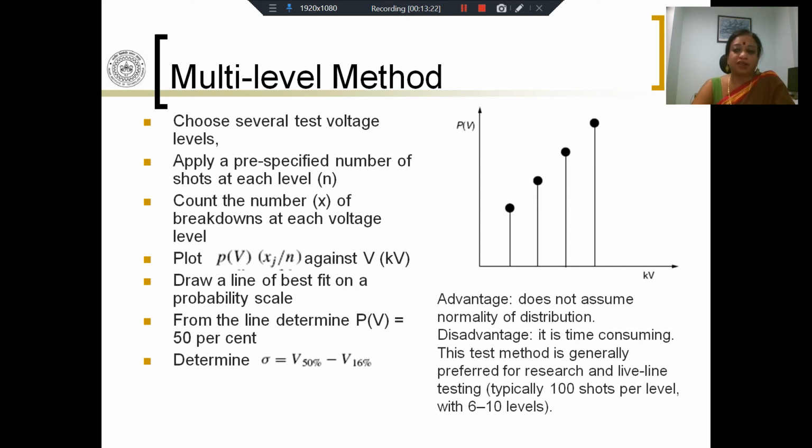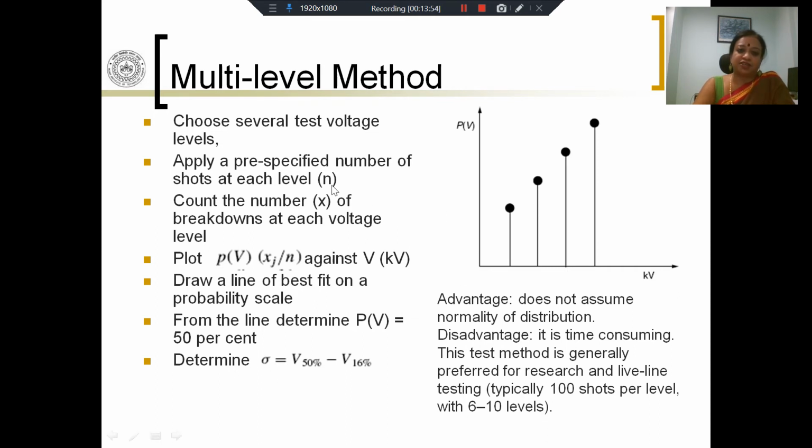If you're working with air, we don't expect it to be able to withstand voltages like 100 kV per centimeter or so on. If you have a 1 centimeter gap, you're not going to expect to apply 100 kV. You probably would know that you're going to apply something like 10 kV, 15 kV. So you choose several test voltage levels appropriately, and also decide on a pre-specified number of shots. How many shots do you want to apply at each level? This again comes from engineering judgment and from experimentation.